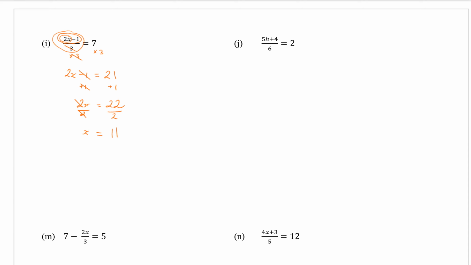Okay, so 3 steps showing all that working out. Have a go at J. Different numbers, but it's the same 3 steps.